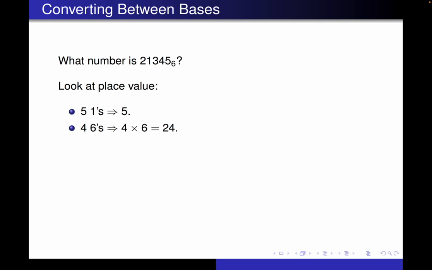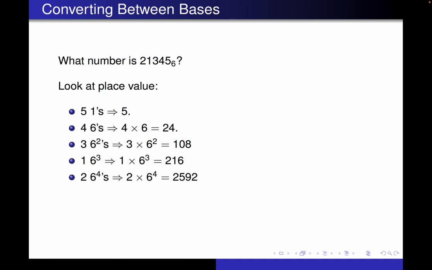That 3 is 3 times 100, but 100 is really 6 squared. So we get 3 6 squareds, which is 108. The next one over, that 1 is 1 6 to the third. That's 1 0 to the third. And that gives us 216. And finally, that 2 at the very end, that's 1 0 to the fourth. 2 times 1 0 to the fourth is 2 times 6 to the fourth, which is 2592. If we want to know what that number is in base 10, we just add them up, and we end up with 2,945 in base 10.